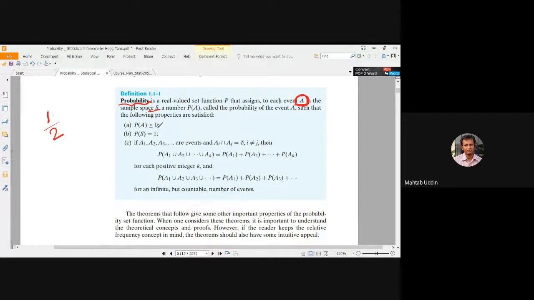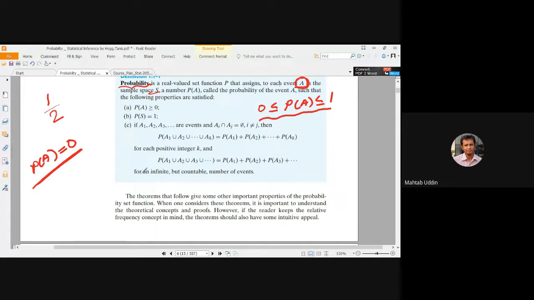Anyway, A is an event. The probability will always be greater than or equal to 0. Basically, any event A has a probability that lies between 0 and 1. If the probability of A is 0, this is called impossible. If the probability equals 1, then this is called sure. So these two are actually improper; they are called improper events.